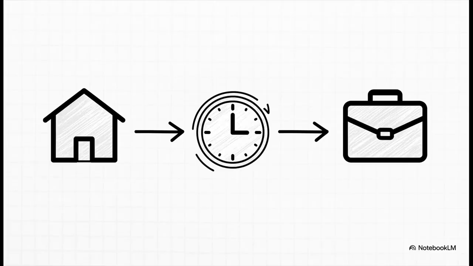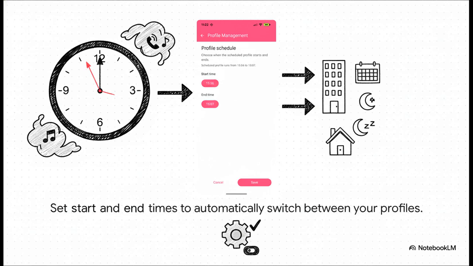So you've set up your work profile and your home profile, but you don't want to have to remember to switch them manually every single day. Well, guess what? You don't have to. And here's how it works. In the profile management settings, you can schedule your secondary profile. You just set a start time and an end time, and the app will automatically switch between your sound profiles for you. This is true set it and forget it convenience.